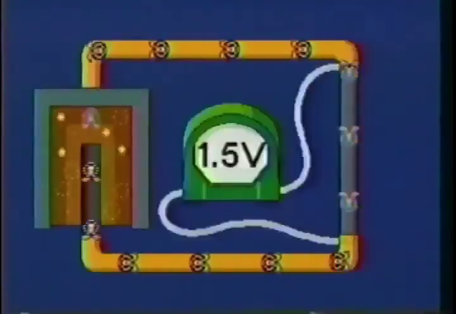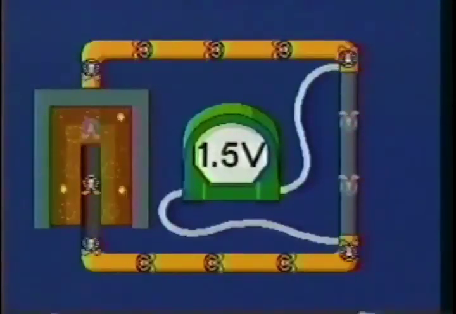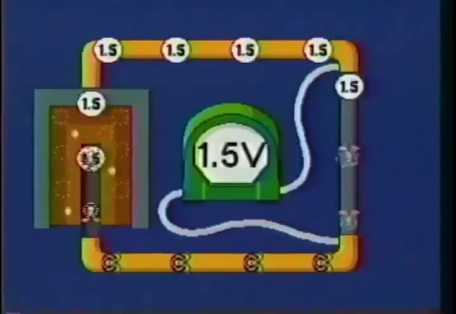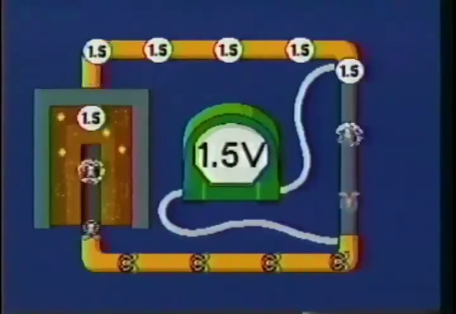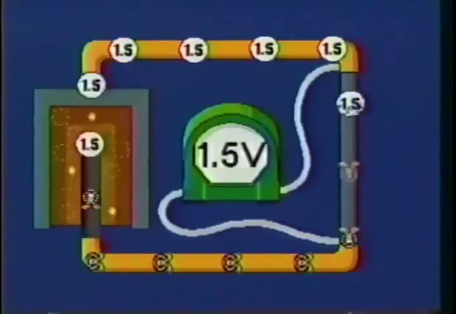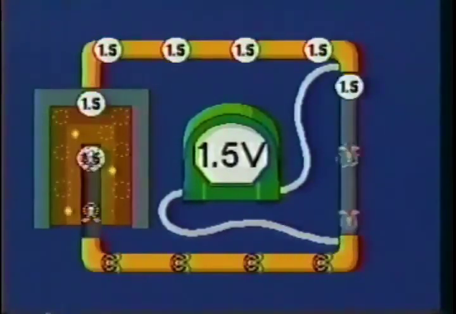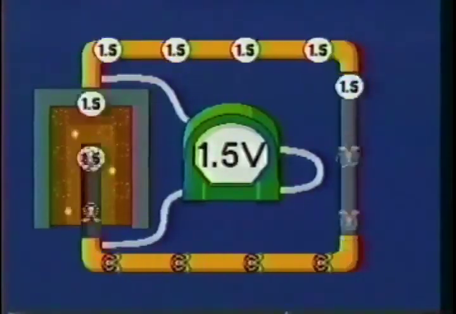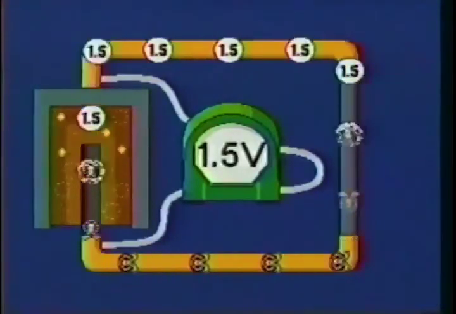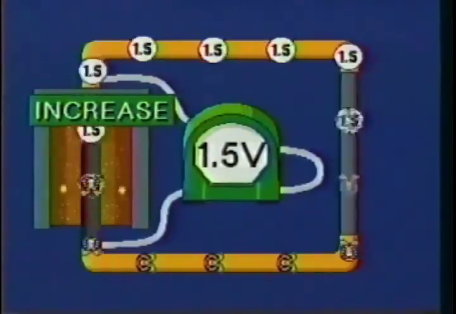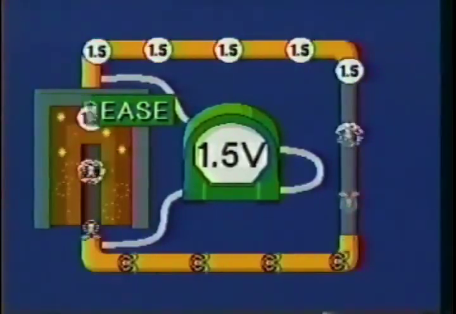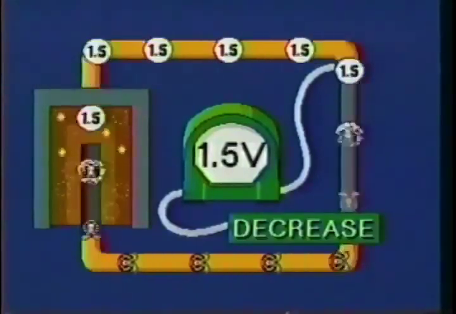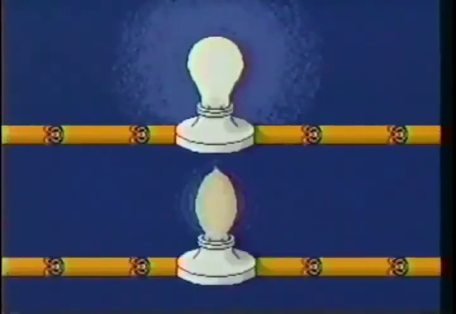Each coulomb, which lost 1.5 joules of energy in flowing through the heating element, will gain 1.5 joules of energy as it flows through the dry cell. The potential difference across the dry cell is also 1.5 volts, although here it is an increase in potential compared to a decrease in potential across the heating element.